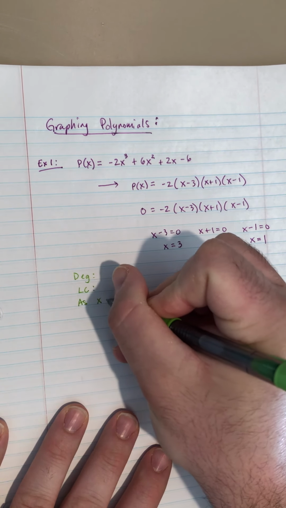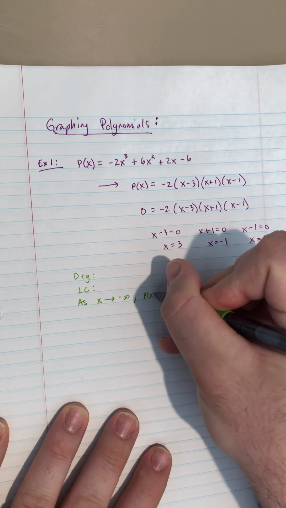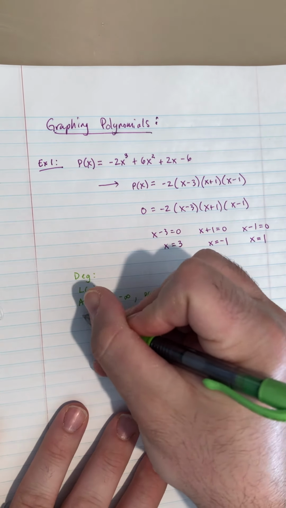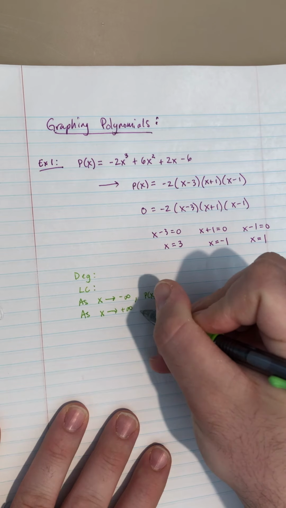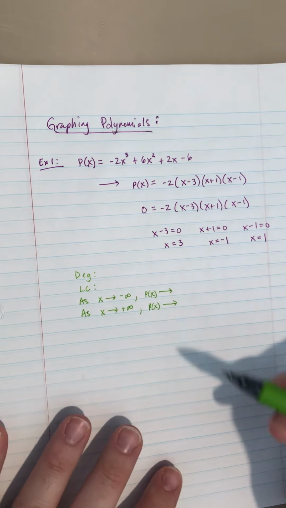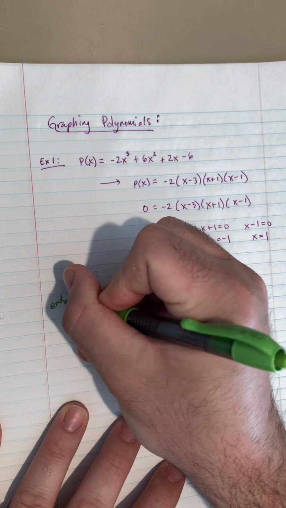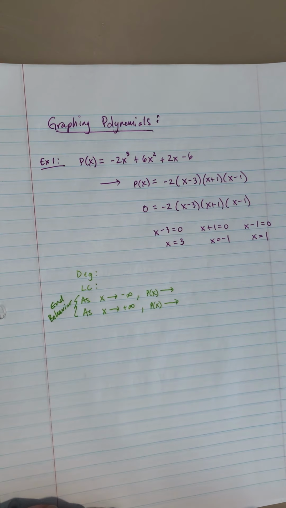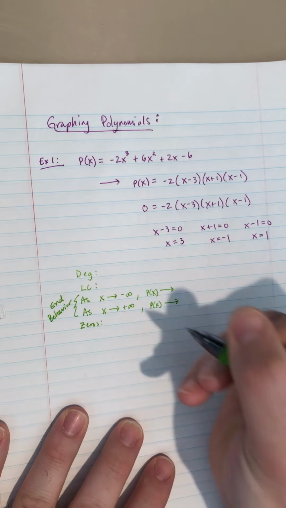So we say as x approaches negative infinity, p of x is approaching question mark, and that's what we're going to fill in in a second. And as x approaches positive infinity, p of x is doing something else. And I'll explain that a little bit better in a moment. We call this, by the way, again, the end behavior.